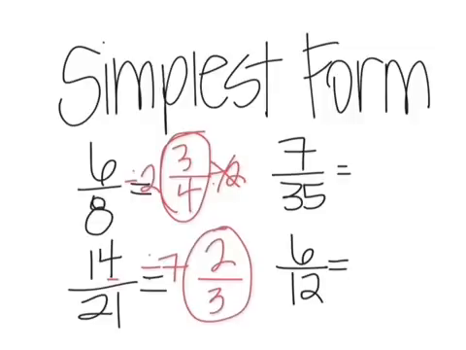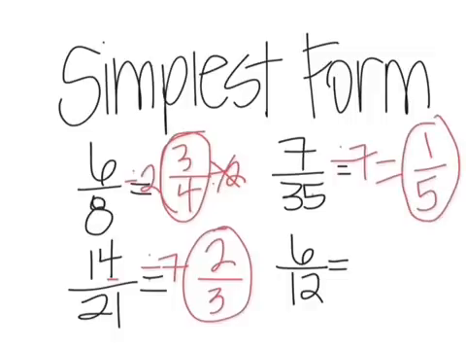On this one, I know 7 is a prime number, and it can only be divided by 1 and itself. Dividing a number by 1 is pointless because I'm going to get the same answer. So if I divide this one by 7, 7 divided by 7 is 1, and 35 divided by 7 is 5. Anytime there's a 1 in your numerator, you know you're in simplest form. You can't get any smaller than that.